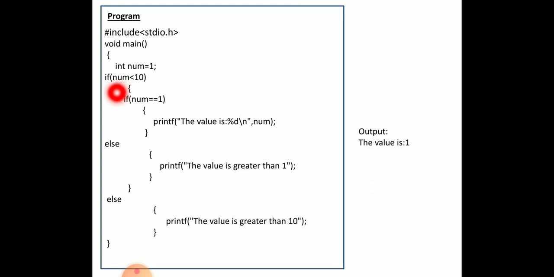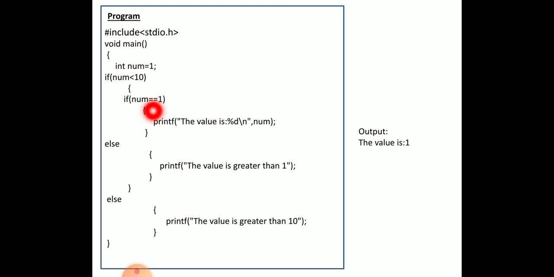Then we check the condition. Our first condition is if num < 10. Is num less than 10? Yes, we have declared num equal to 1, so the value of num is 1. So this condition is true: num is less than 10. Since the first condition is true, it checks the second condition. What is the second condition? If num == 1, it checks whether the num value is equal to 1.